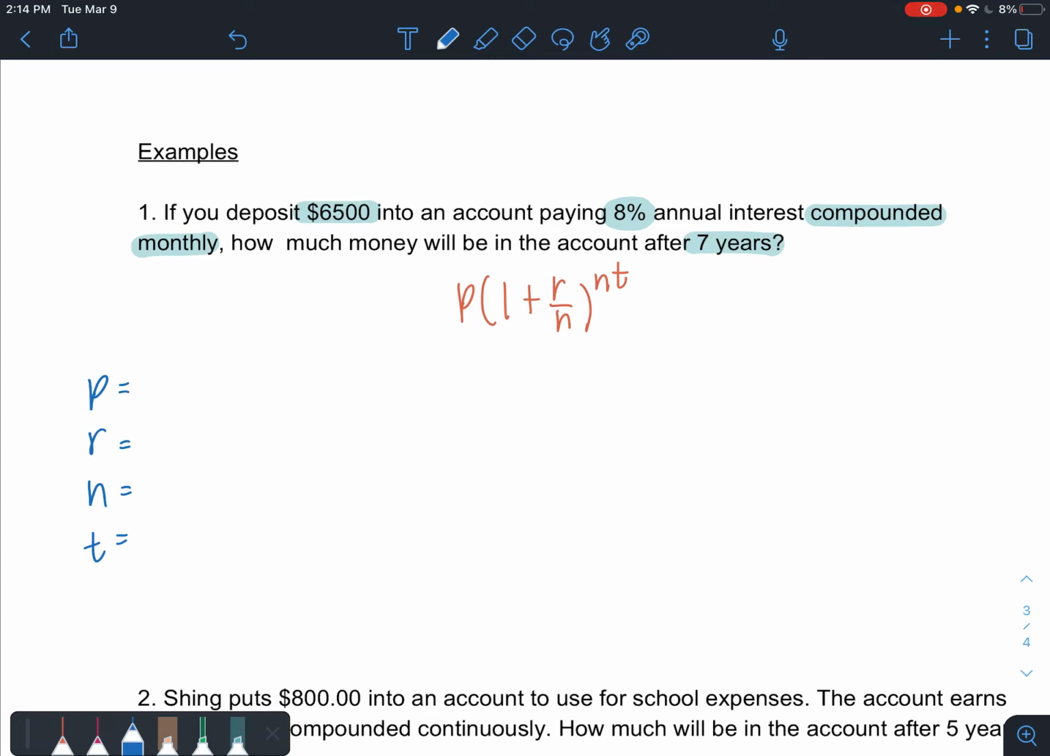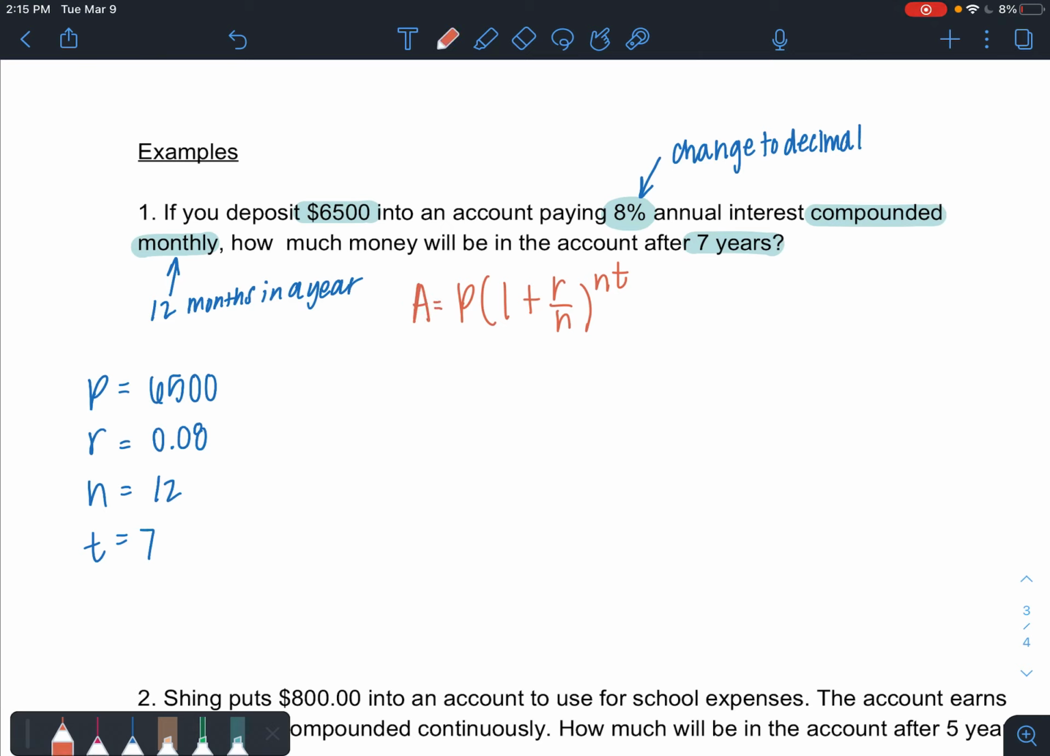So P is my principal amount, or my starting amount. It's going to be 6,500. R is my rate, but I have to write it as a decimal. So that as a decimal is 0.08. It's compounded monthly. So n is the number of compounding periods in a year, and there are 12 months in a year. So this right here is 12. And then t is 7 because that's the amount of years we have. So we just plug it in.